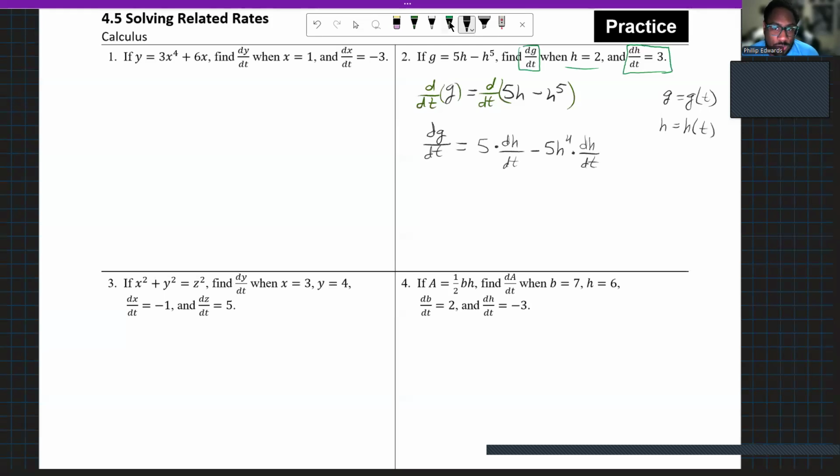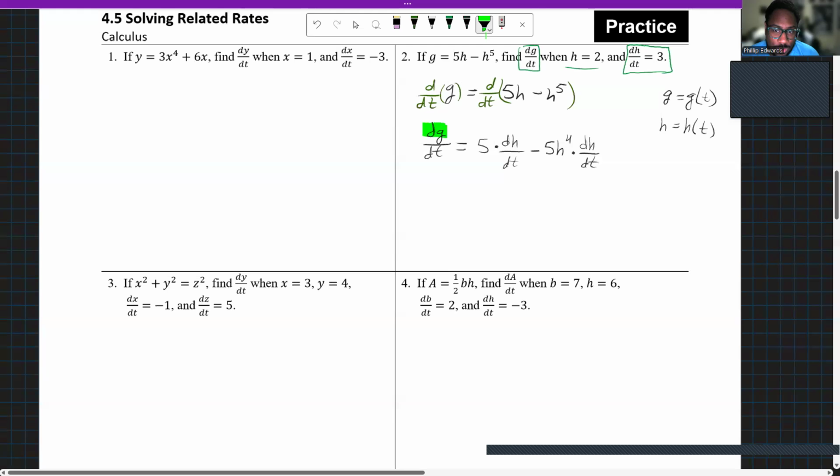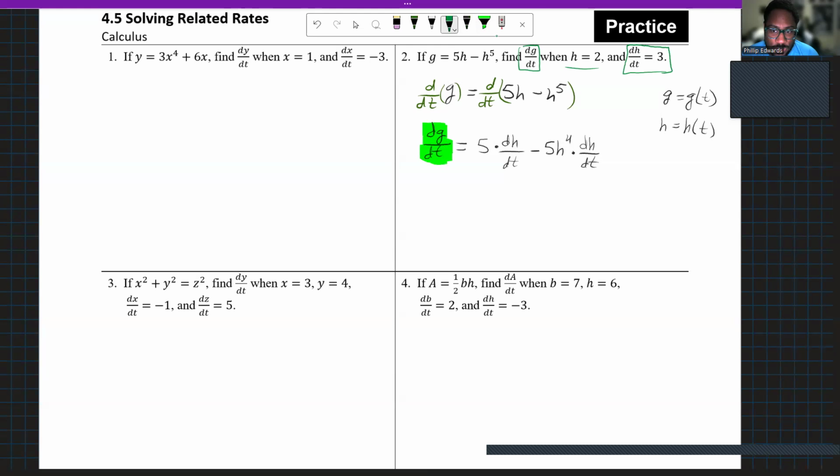At this point, all I have to do is solve for dg/dt, which is the thing I'm finding. It looks like in this case, they gave us everything else. We have an h to plug in, we have dh/dt to plug in. So dg/dt equals 5 times 3 minus 5 times, sorry, times 2 to the fourth. h is 2. dh/dt is 3.